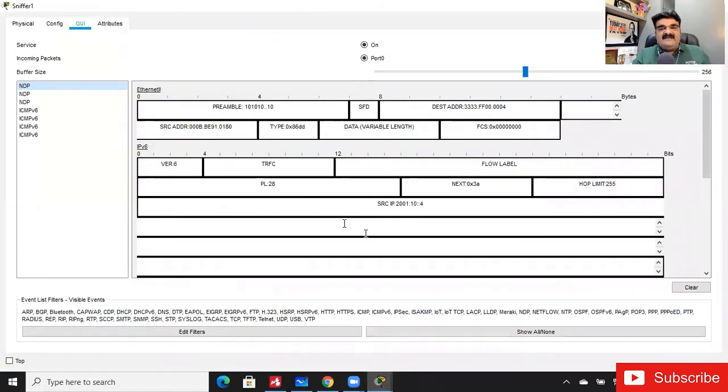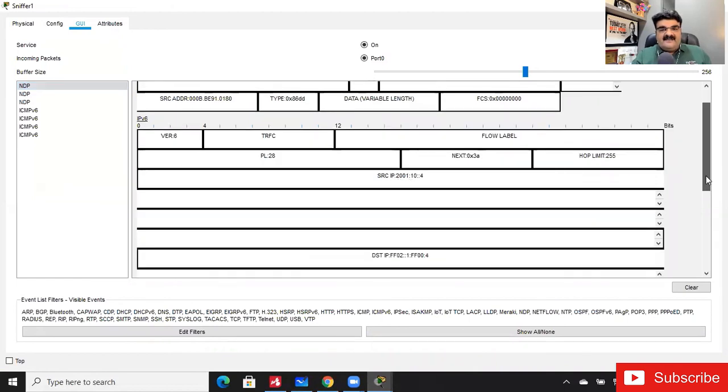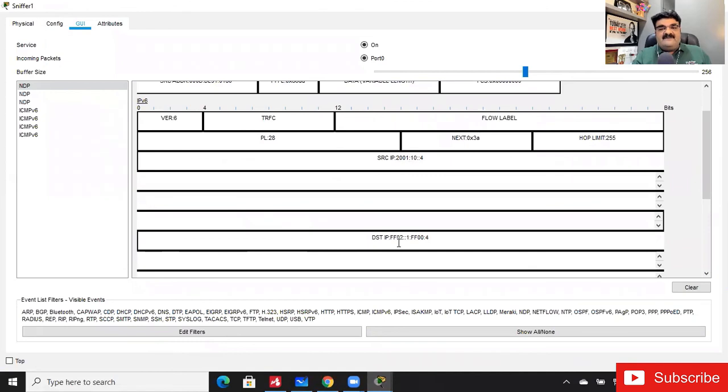You will get the reply. So the source is 2001:10::4, and it is also requesting on FF02::. Okay, so both the neighbor solicitation message and the neighbor advertisement message are based on FF02::1, which is known as the all-nodes multicast address.